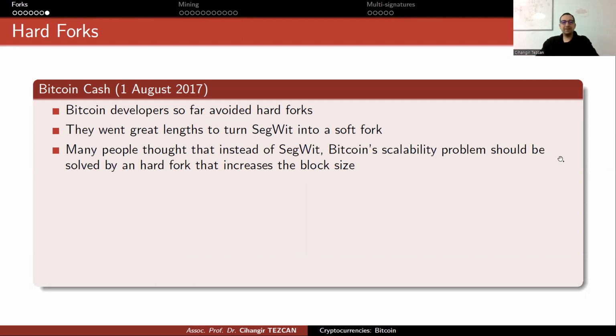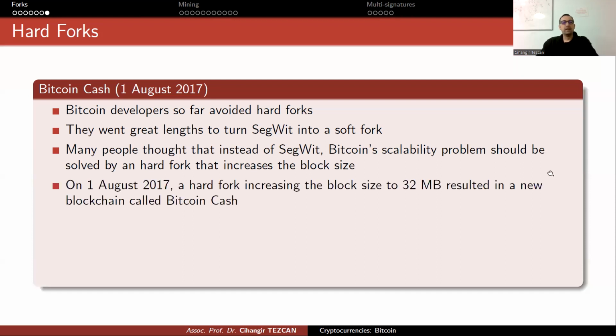Many people thought that instead of SegWit, Bitcoin's scalability problem should be solved by a hard fork that increases the block size. So on 1st of August 2017, a hard fork increasing the block size to 32 megabytes resulted in a new blockchain called Bitcoin Cash. So at that point, if you had 10 Bitcoins, now you owned 10 Bitcoin and 10 Bitcoin Cash. So the question was, which of these blockchains will be more famous at the end.